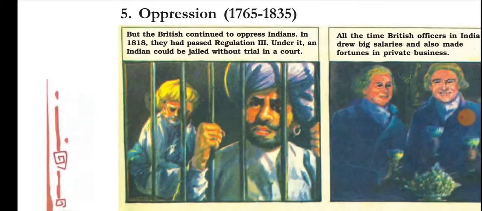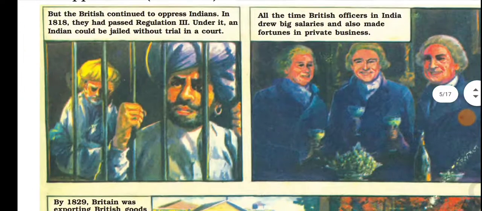Then Operation 1765 to 1835. But the British continued to oppress Indians. In 1818, they had passed Regulation 3. Under it, an Indian could be jailed without trial in a court. It's a very harsh policy where the British passed a law in 1818 under Regulation 3 that Indians could be jailed without trial in a court. Means Indians could be put behind the bars without any trial or without presenting them before the court.